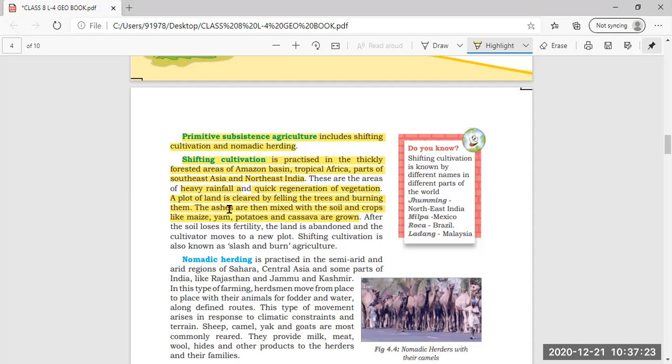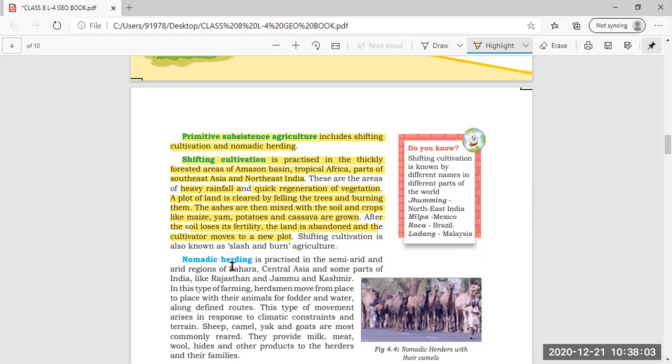So how does this shifting cultivation take place? After growing these crops, the soil loses its fertility. The land is abandoned and the cultivator moves to the new plot. So after the soil loses its fertility, the land is abandoned. Land is abandoned means the land is vacated, left free, and the cultivator, the farmer, moves to another new plot, leaving that particular plot.